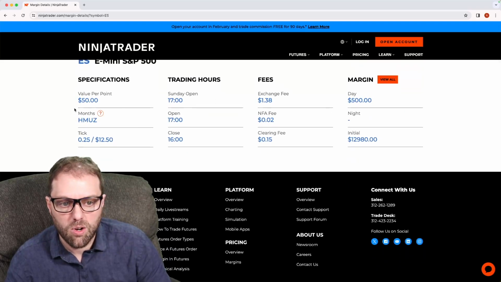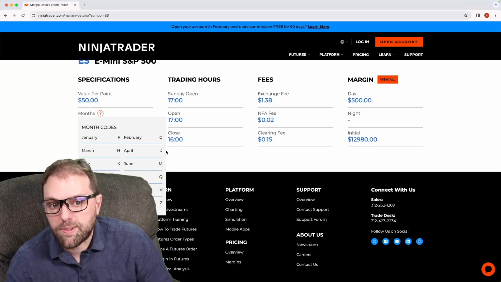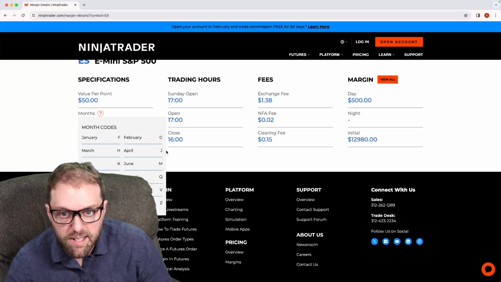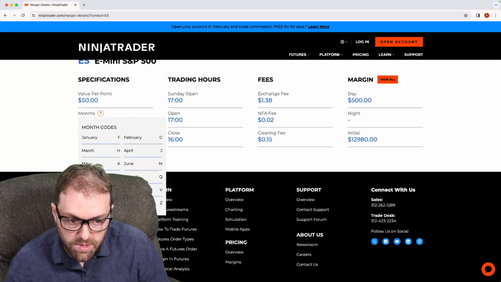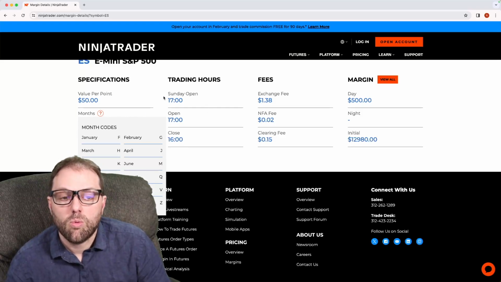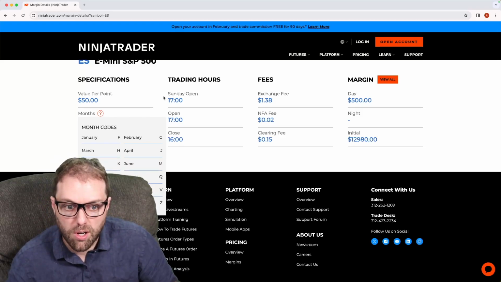So right here are the months that we can look to trade on. And if I click the question mark, you'll see it's March, June, September, or December. I can't look for February contracts for S&P 500 because they don't exist. So I'm going to be looking for March, June, September, or December contracts. Right now, we're currently on the March contract. So that's what I'm going to be looking for trades on.